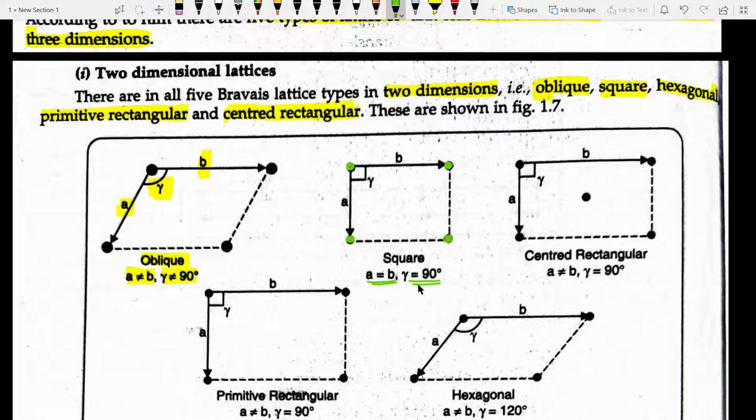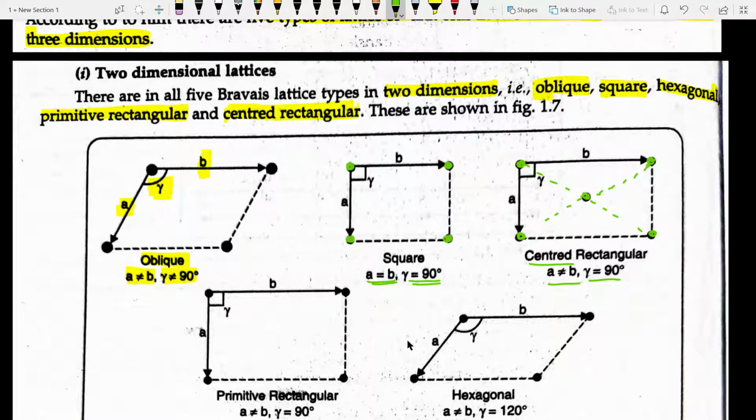Next is centered rectangular. In centered rectangular, atoms, molecules, ions are at the corners of a rectangle as well as at the center of the rectangle. So this point is the center of the rectangle. Primitive unit vectors are unequal, but as it is a rectangle, the angle is 90 degree.